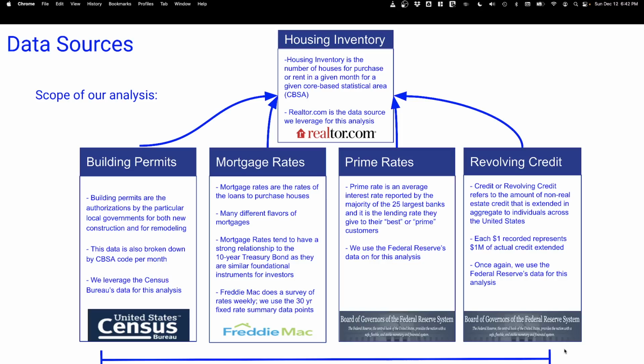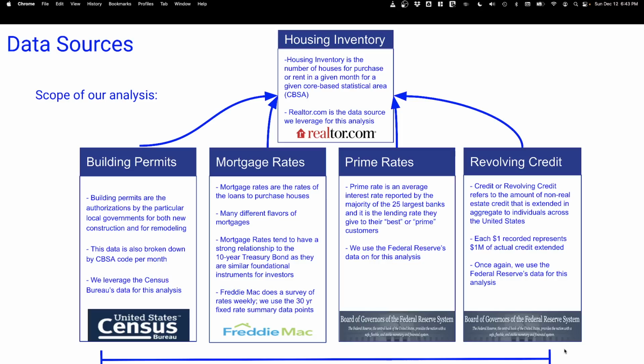Building permits, these are things that are, it's not at a federal level, although the data source is federal. This is an aggregation of local authorities that issue building permits, both for new builds and for remodels. Mortgage rates, very common, many different flavors. This focused on the 30-year fixed, and the data source was Freddie Mac. And Freddie Mac is a provider in and of itself, but we leveraged the survey data that looks across a number of providers.